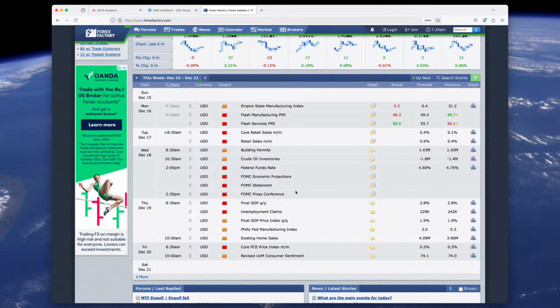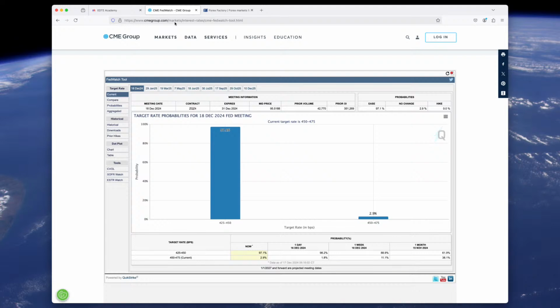As you know, we've been going through this amazing bull run since the election. So this could either stymie that run, or it could fuel it, or it could be a nothing burger. So that's what we're all waiting to see. So anyways, there's the FedWatch Tool.